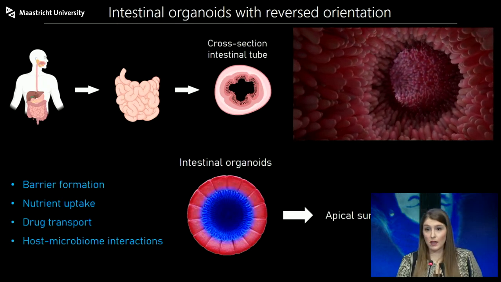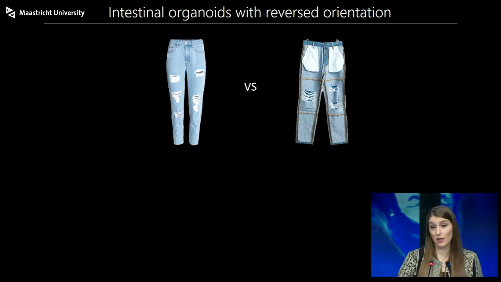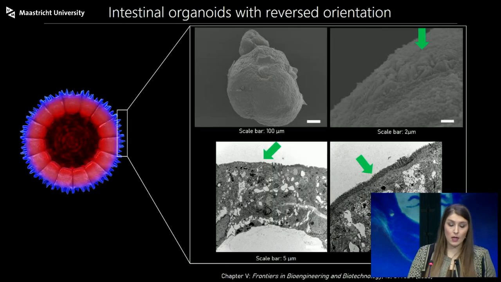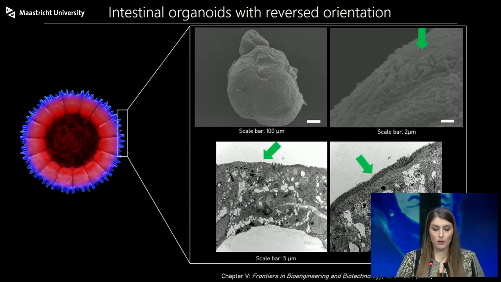And what I mean by that, imagine a gut which is turned inside out. So for organoids with the apical surface facing the lumen, we embed the spheroids in Matrigel. But to create organoids with reversed polarity, we took spheroids and we cultured them solely in suspension. Here you can see the microvilli, which are typical structures of the apical surface, facing the outer part of the organoids, indicating the polarity reversal.